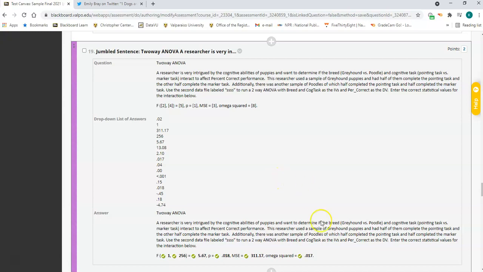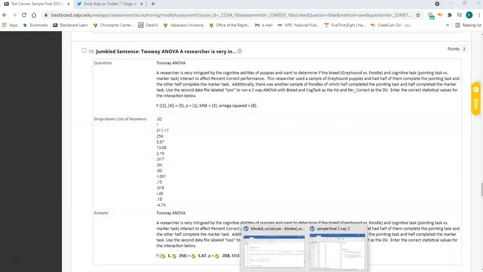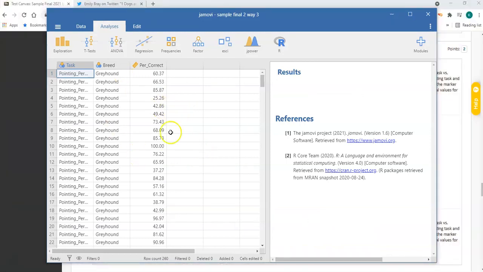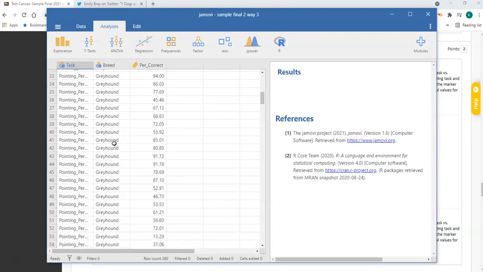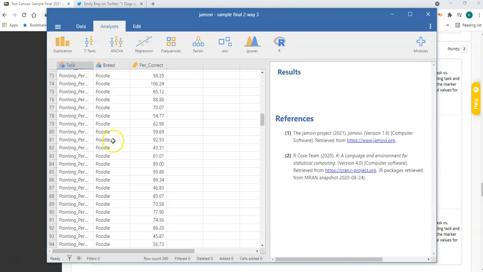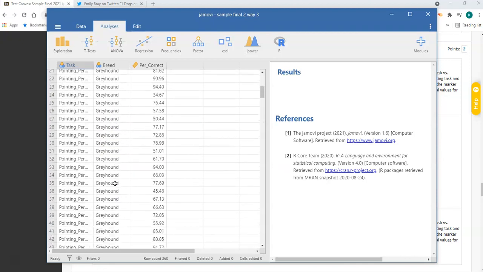So we need to run this test, of course. Now we need to get a new data set. So I had to make this data set. And I used to have a greyhound, so I chose that as one of the breeds. And then another one is the poodle.